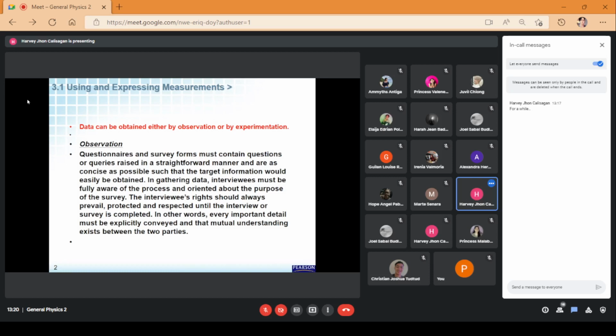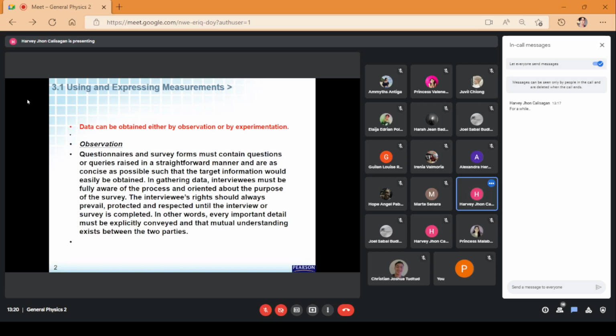So what is the difference between observation and experimentation? Observation can be obtained either by questionnaires or survey forms. And it must contain questions or queries raised in a straightforward manner and as concise as possible, such that the target information would easily be obtained.